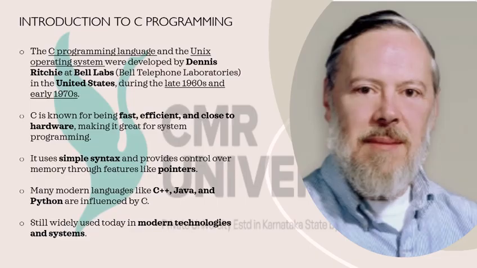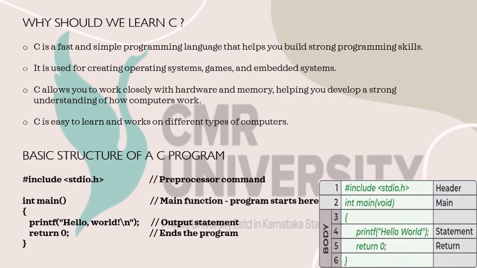Introduction to C. The C programming language and the Unix operating system were developed by Dennis Ritchie at Bell Labs in the United States during the late 1960s and early 1970s. C is known for being fast, effective, and close to hardware, making it great for system programming. It uses simple syntax and provides control over memory through features like pointers. Many modern languages like C++, Java, and Python are influenced by C, which is still widely used today in modern technologies and systems.